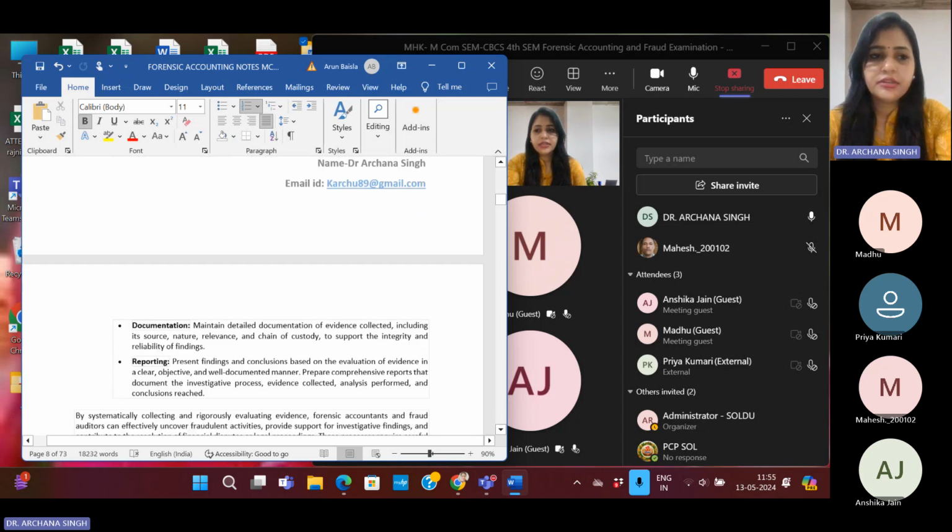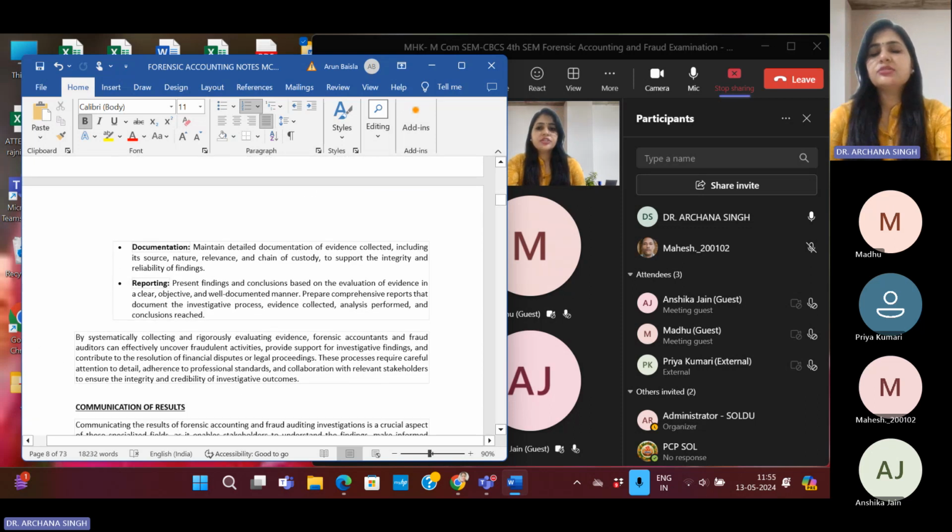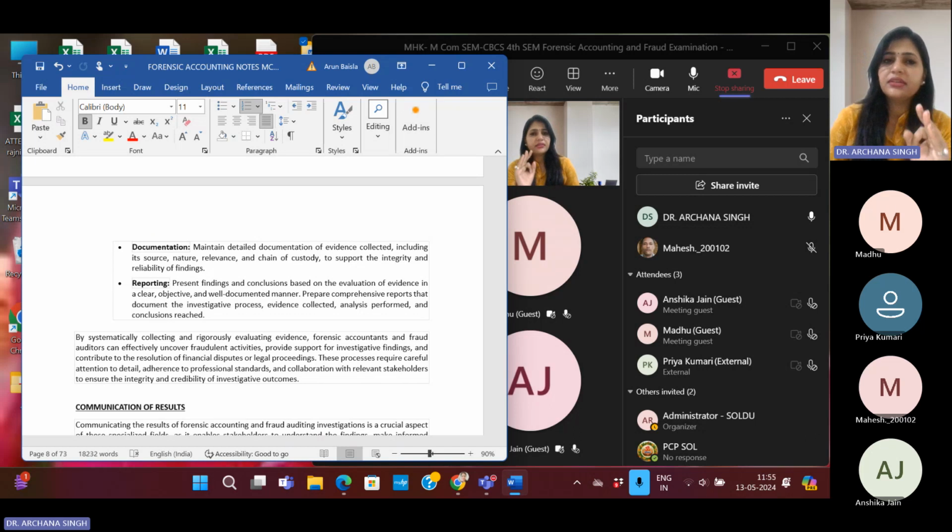Then documentation and reporting. Documentation means whatever evidence they had collected, including its source, nature, relevance, and chain of custody, they had to maintain detailed documentation of that. And that evidence should be supported by the integrity and reliability of the findings.